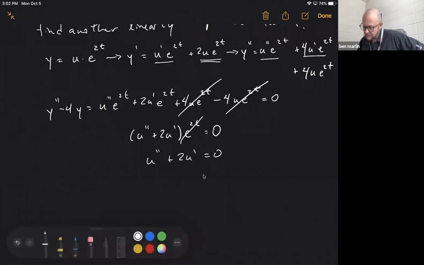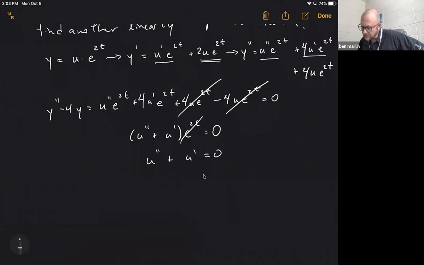Man, if I were a better liar, I would claim I did that on purpose. But the only reason I spotted it is because I worked it out ahead of time and I know what the answer is supposed to be. So, all right. So we get down to this portion here where we've got our u double prime plus 4u prime is equal to 0.